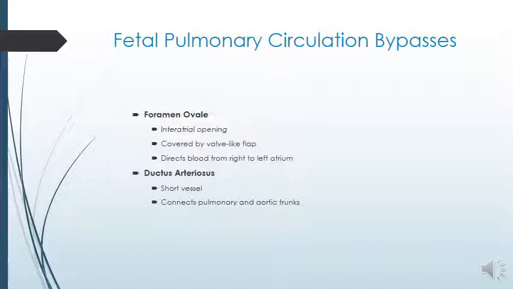The ductus arteriosus is a short vessel. It connects the pulmonary and aortic trunks so that if the blood enters into the pulmonary trunk, it can be shunted over to the aorta so that it does not go to the lungs.